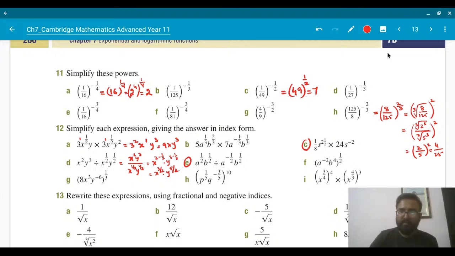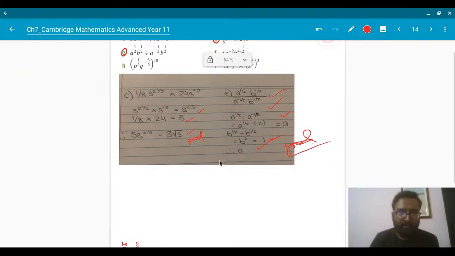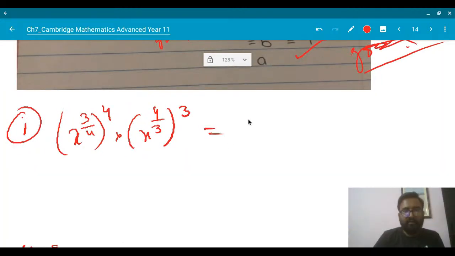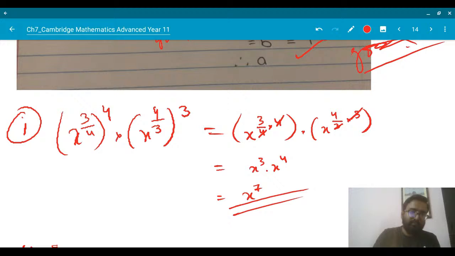Okay. I will try to do one more problem here. I. So if you see the I, what is the I? It is x power 3 by 4 power 4 into x power 4 by 3 power 3. So what is the power of power formula? It will be x power 3 by 4 into 4 into x power 4 by 3 into 3. 4 and 4 get cancelled, 3 and 3 get cancelled. x power 3 into x power 4. Bases are the same, powers are to be added. x power 7 is the answer. Okay, so this is the I.